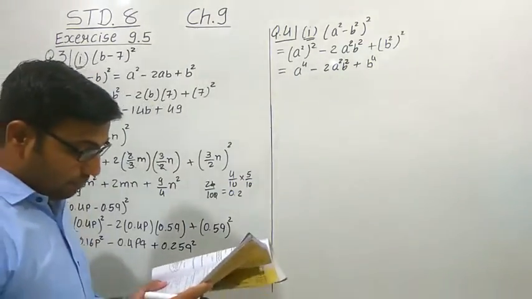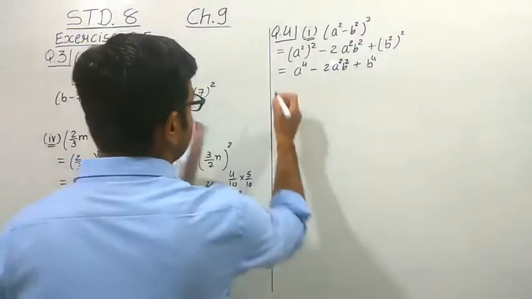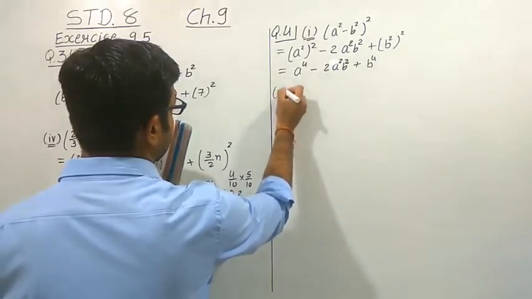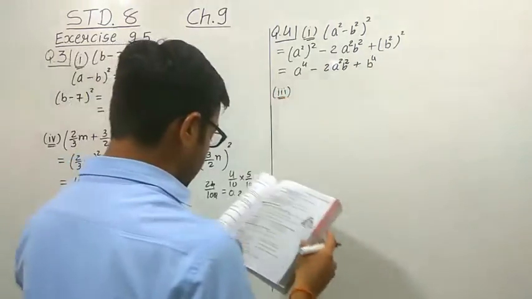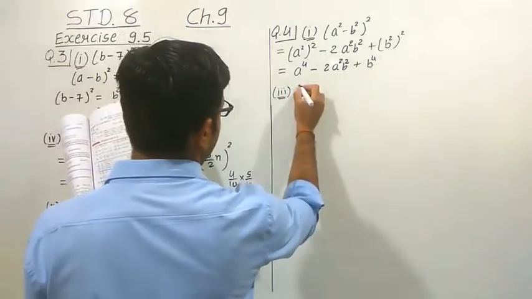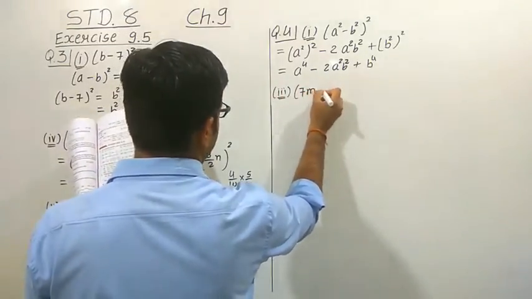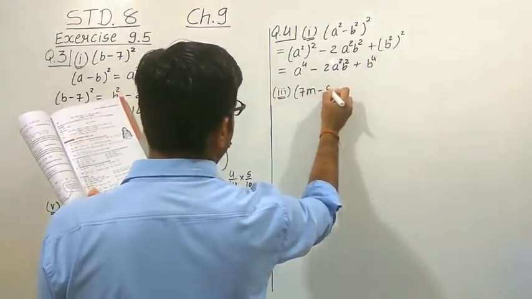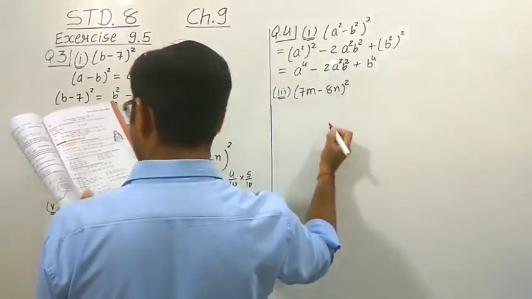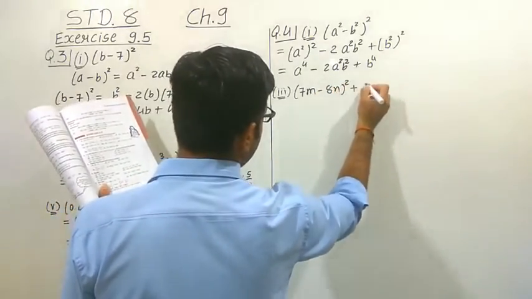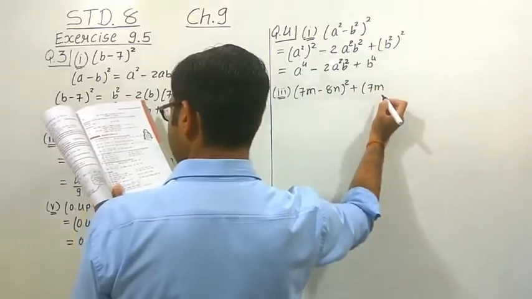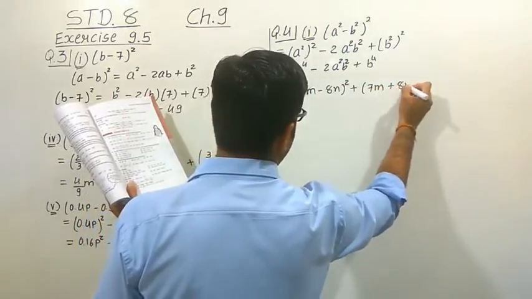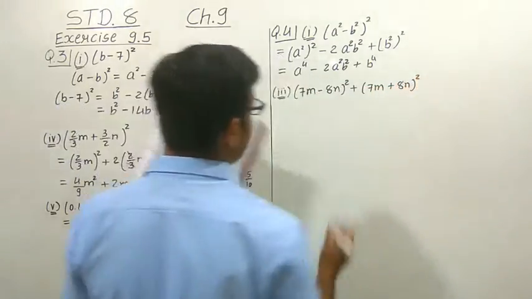Now let us see sub question number 3. Sub question number 3 is like this: (7m minus 8n) whole square plus (7m plus 8n) whole square.